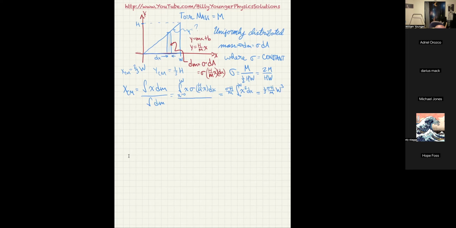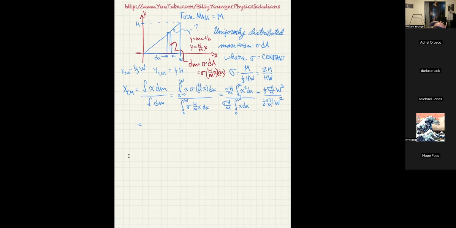Now the bottom is exactly the same except it's lacking that x, so this is going to be the integral from 0 to w of sigma h over m x dx, and that's going to be sigma h over m pulled out in front times the integral of x dx, again from 0 to w, and of course the integral of x is 1/2 x squared, so this is going to be 1/2 sigma h over m times x squared, but x squared is going to be evaluated at w and 0, so that's just going to be w squared.